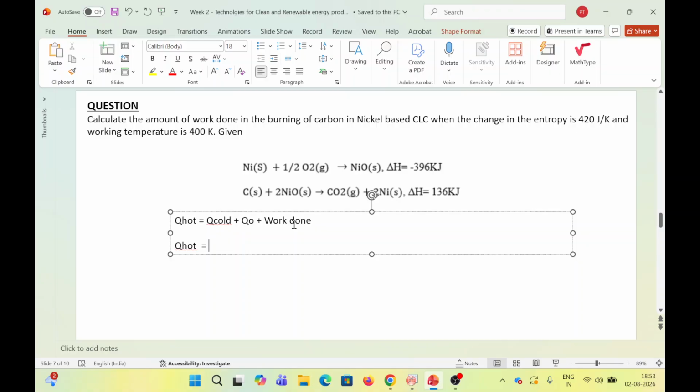So Q hot is 396 kilojoules, right? Because it is an exothermic reaction. So Q hot is 396. Q cold is 136 kilojoules. So that is going to be 396,000 joules. This is going to be 136,000 joules. Now, how will you calculate Q naught?